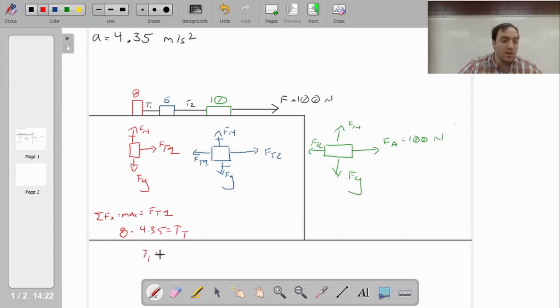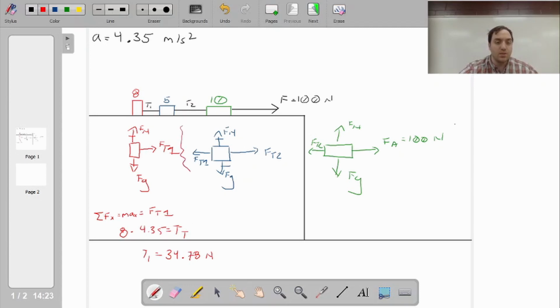Or T1 equals 34.78 newtons. And you'll notice here that the number is slightly different because I didn't use the rounded number. I plugged the full number into my calculator.